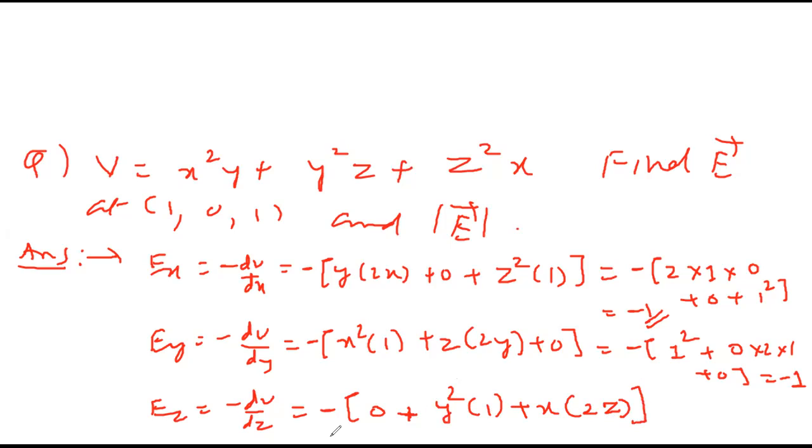Sir, in Ey minus, and then the bracket of x square, it should be 0. The derivative of x square should be 0. The y derivative is 1 now. X square is constant. The derivative of y with respect to y is 1.